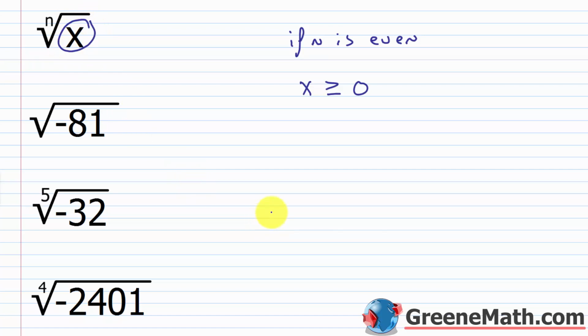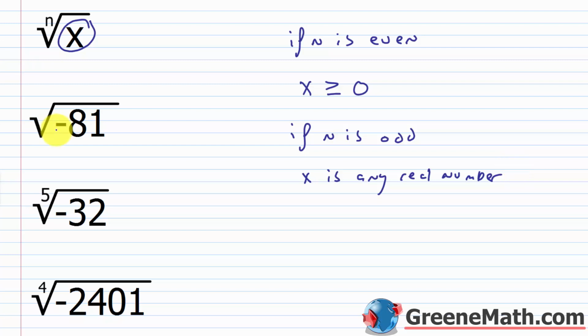So if n is odd, then x can be any real number. X is any real number. Okay, it doesn't matter because, again, an odd number of negative factors is a negative, so that's okay.